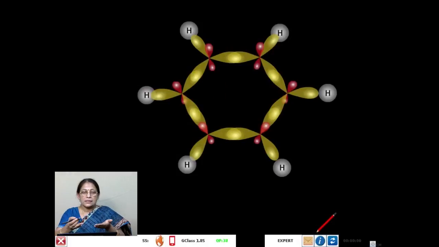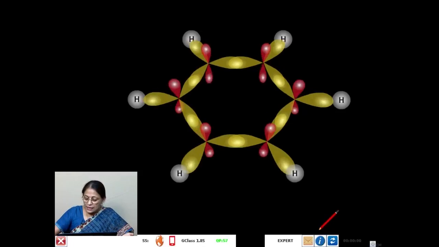Now, all these 6 carbon atoms, since they are sp2 hybridized, form a planar structure, and all the bonds are present in one plane, whereas the unhybridized p orbitals are present in a plane perpendicular to those 6 carbon atoms.